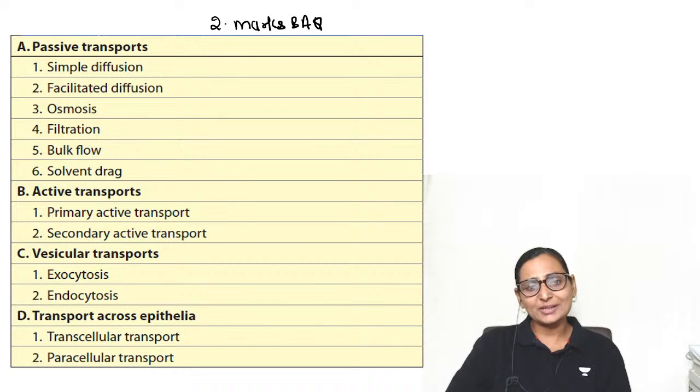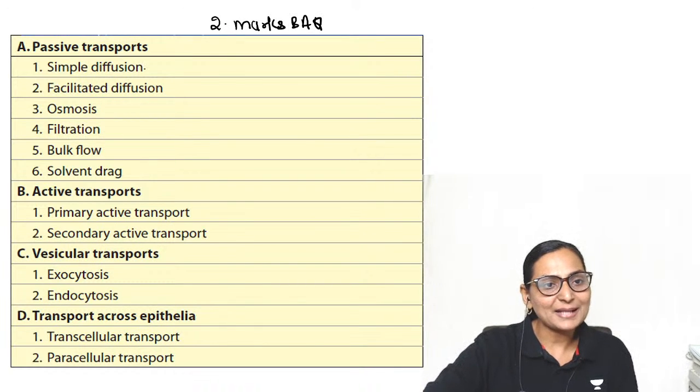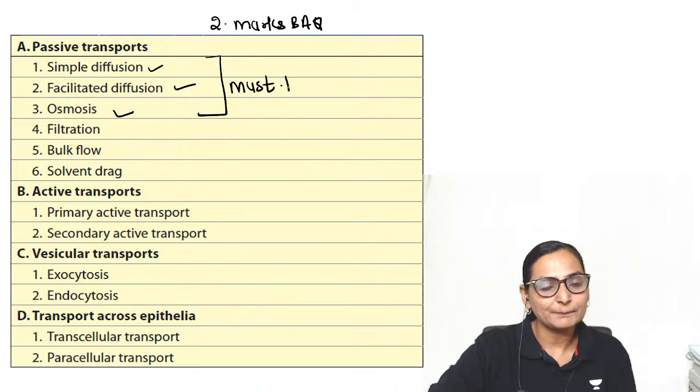So don't waste your time in 2 marks question. If you are asked, just tell me the types of transport processes. So active, passive, vesicular, and the transport across the epithelia. Right? So when we speak of the passive, simple, facilitated diffusion, osmosis, this is your must know competency.